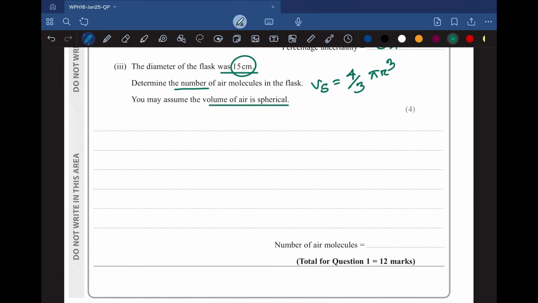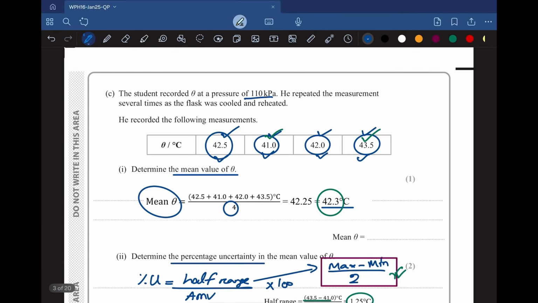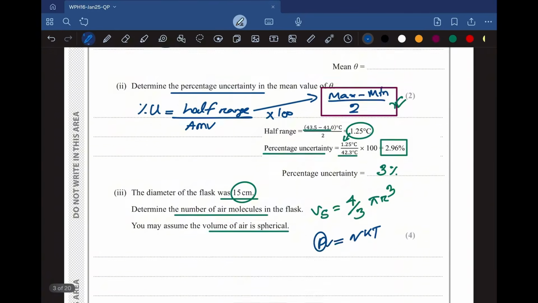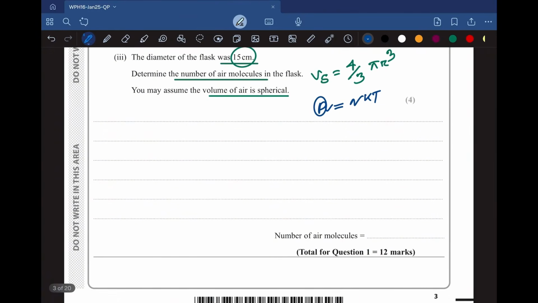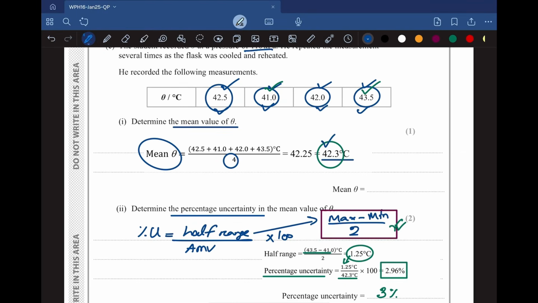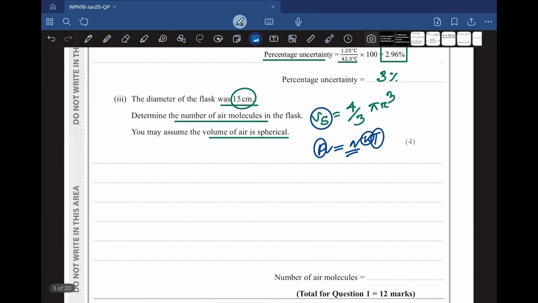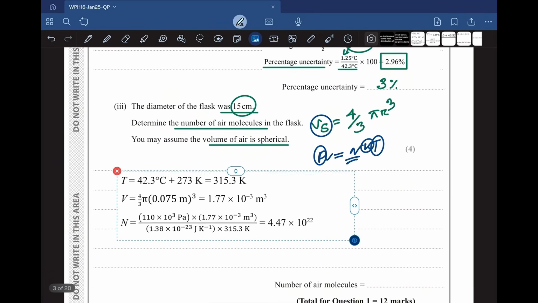And here, to figure out the number of air molecules, there is only one formula which relates the number of air molecules, that is PV equals NkT. We know the pressure previously; they have given us the pressure, 110 kilopascal. We will figure out the volume from here. N is something that we will have to figure out. k is a constant, and T is the temperature that we figured out previously, which was 42.3 degrees Celsius, which needs to be converted into Kelvin by adding 273. So this is how we will construct our answer.